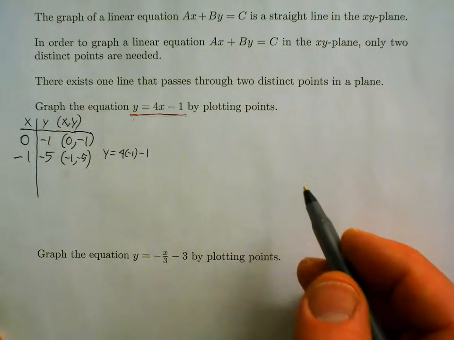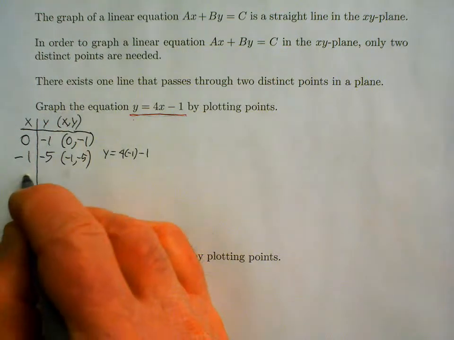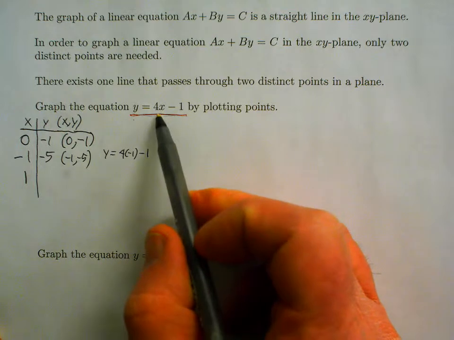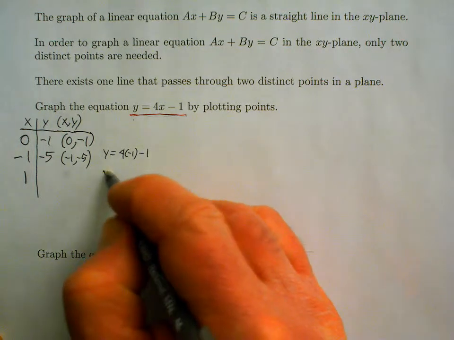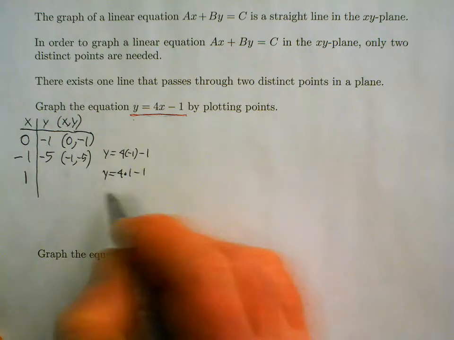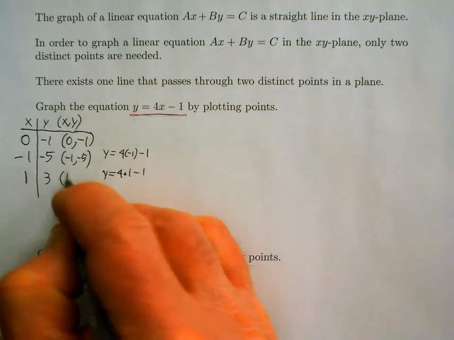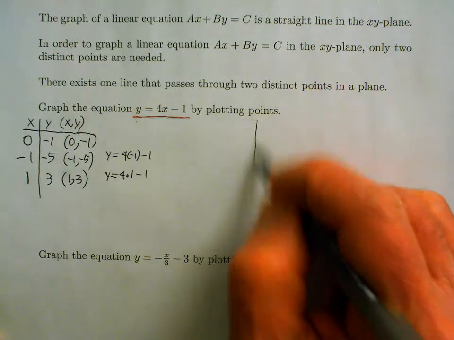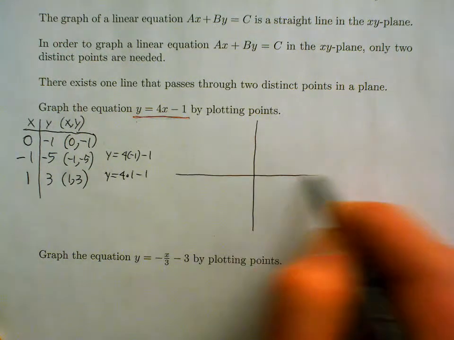Someone online suggests 1, presumably x equals 1. So if x equals 1, the y-coordinate is 4 times 1 minus 1, or 4 minus 1, or 3. So the ordered pair 1, 3. Okay, we have enough. All we need are two different ordered pairs.